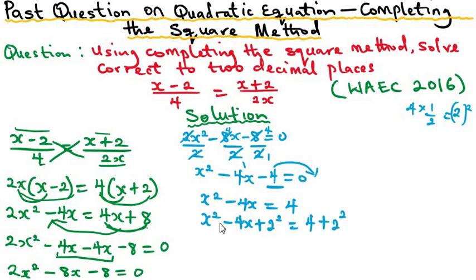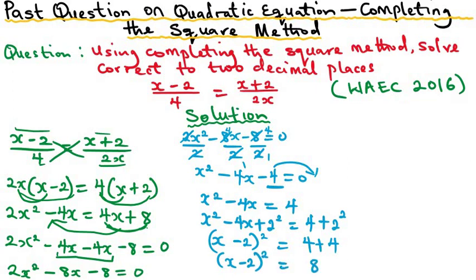Now this is already a perfect square trinomial. We have to factor it to give us the square of a binomial, which will result in (x minus 2) squared equal to, the right hand side remains the same, which is 4 plus, now 2 squared gives us 4. So we have (x minus 2) squared equal to 8.